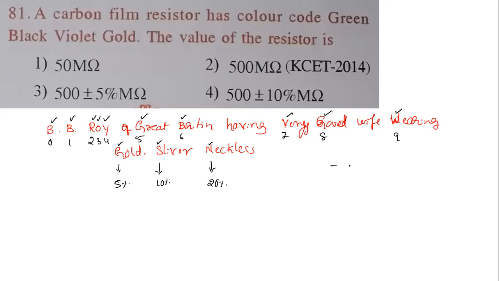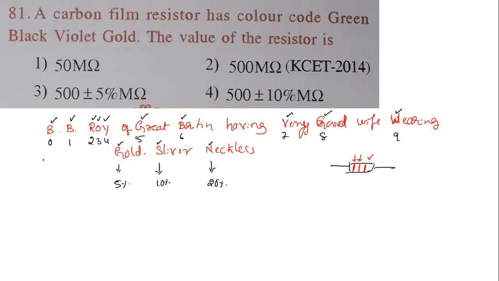Usually, we take any resistor like this carbon resistor. We have 4 bands: first band, second band, third band, fourth band. If the fourth band is not there, only 3 bands are there. So how to remember? The first band and second band are numbers. The third band is the multiplier.